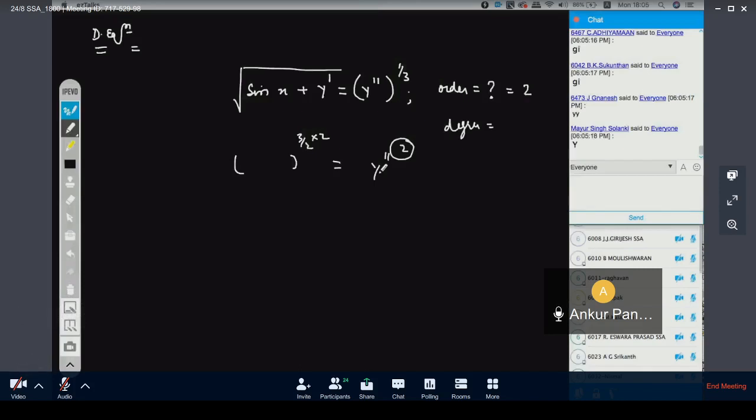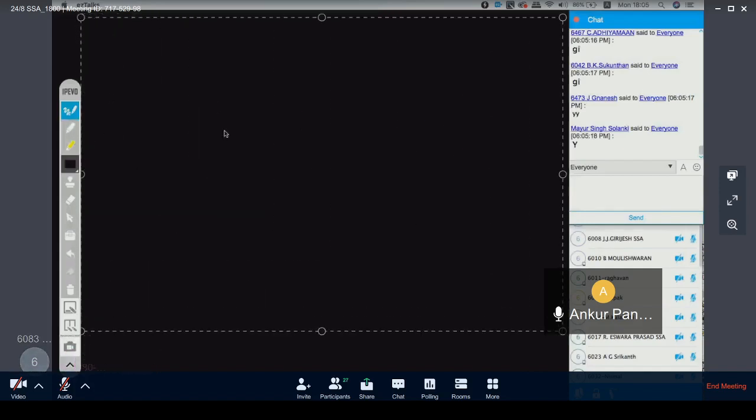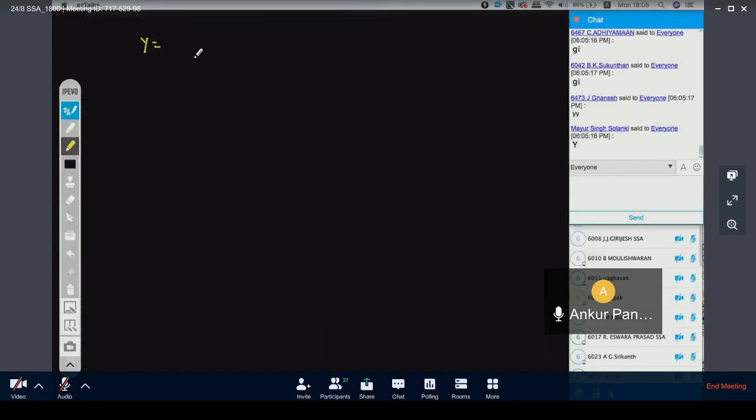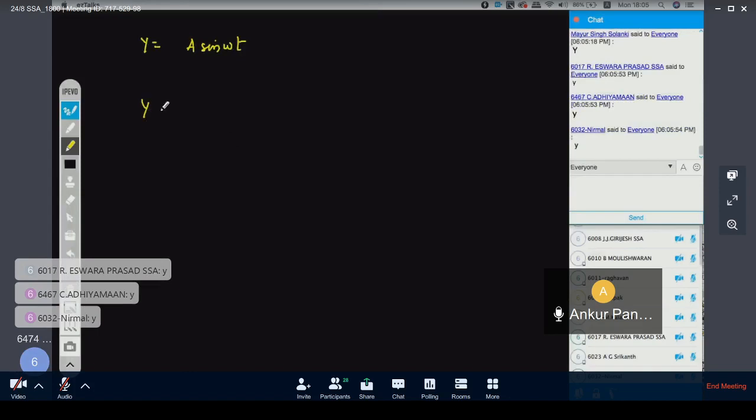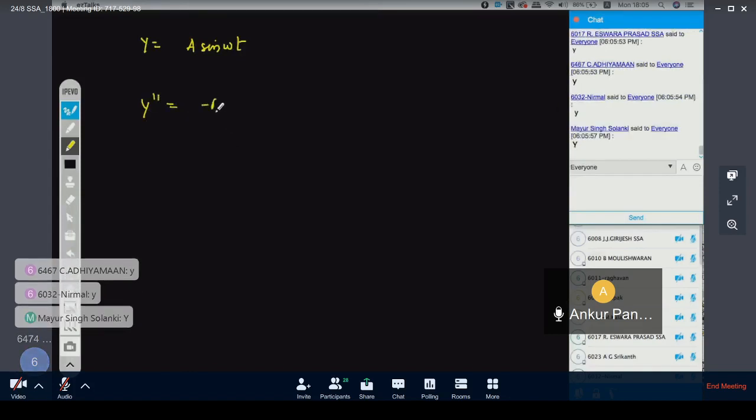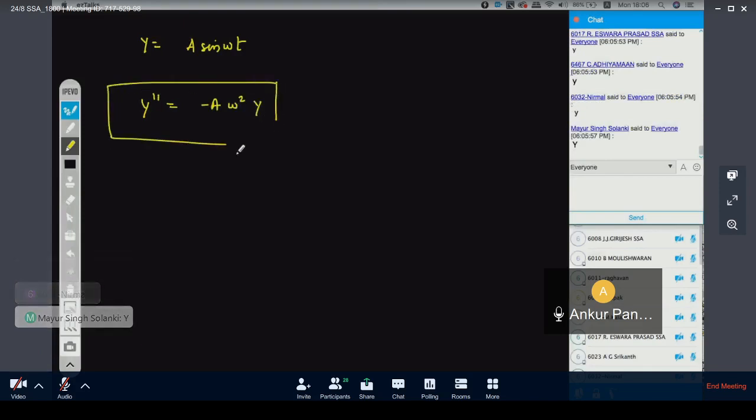Now comes the second type of questions, that is making a differential equation. How to make a differential equation. If you remember, as I stated in the morning as well, in 11th grade you had y equals a sin omega t, right? And you double differentiate to get minus a omega square y. Yes or no?